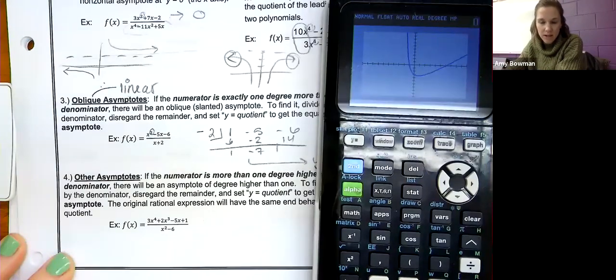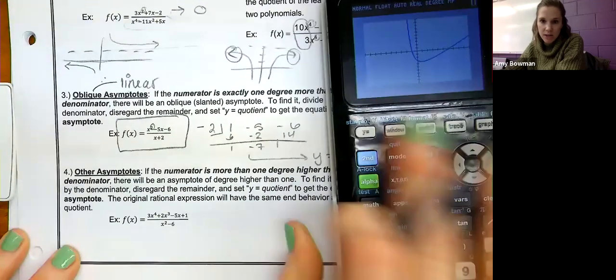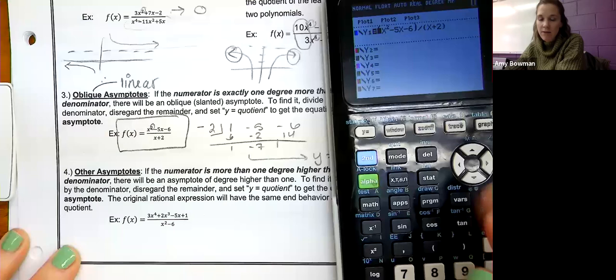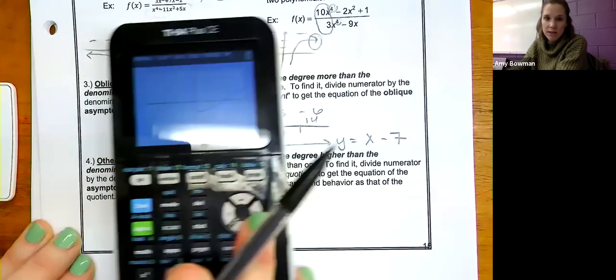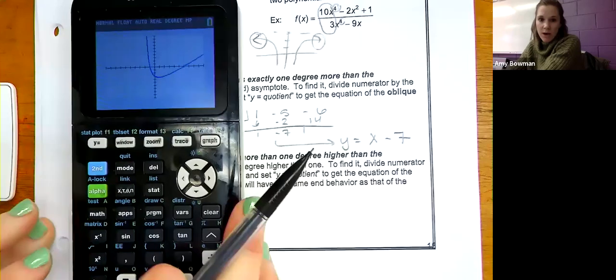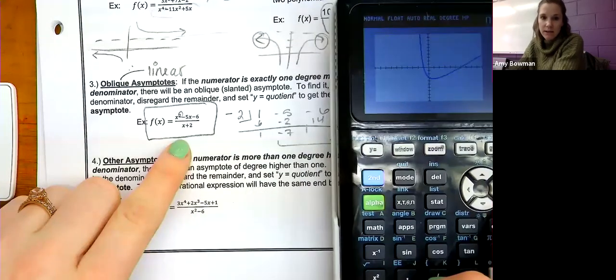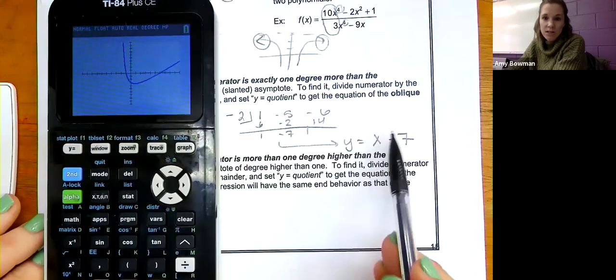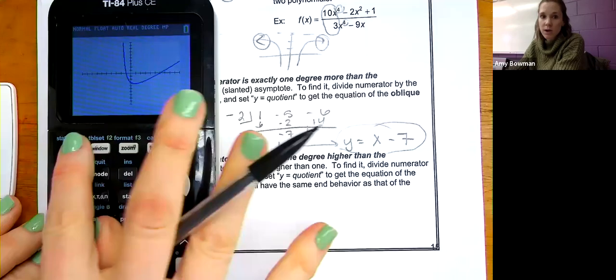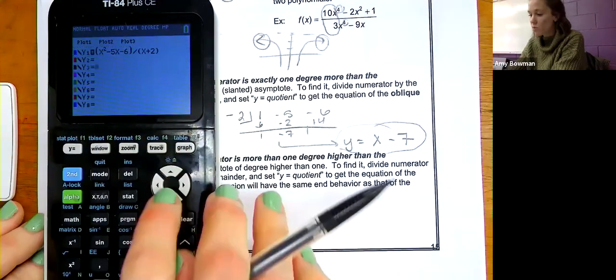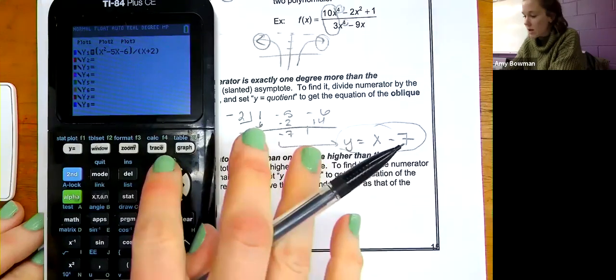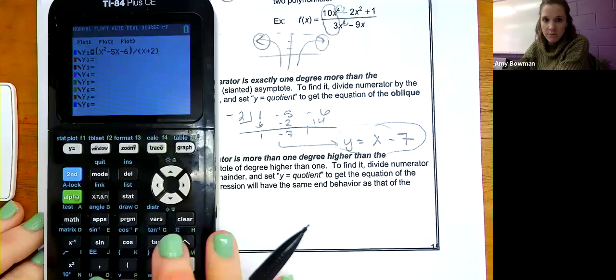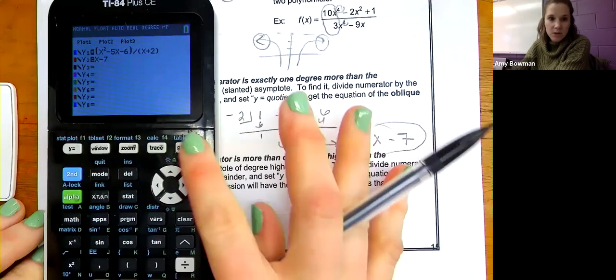Okay, so I paused for a second here to pull up the graph of this function to show you an oblique asymptote. I've entered it into the y equals and I'm looking at the graph. From class, what we did was find the quotient when x squared minus 5x minus 6 is divided by x plus 2. I used synthetic division to get the quotient, which is the equation of my oblique asymptote. So I'm going to graph the oblique asymptote, x minus 7, along with this function, and we'll see that the function approaches that asymptote.